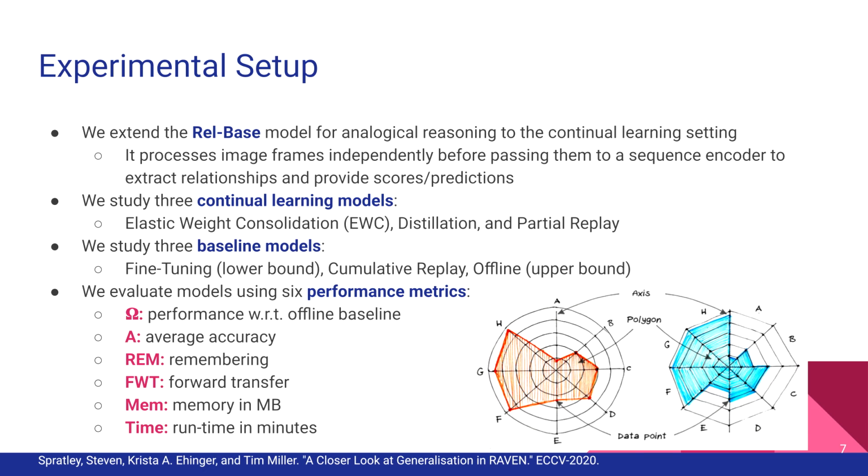In order to evaluate models, we use 6 unique performance metrics. The first is omega, which is model performance with respect to an offline baseline. An omega score of 1 indicates that a continual learner performed as well as an offline learner. We also compute the average accuracy of a model's performance over all time steps. We then compute a remembering metric, which can be thought of as the opposite of forgetting, and a forward transfer metric. We also compute 2 metrics that deal with computational efficiency and memory. Specifically, we compute the amount of memory that the agent requires beyond the neural network and the amount of time it took to run experiments in minutes.